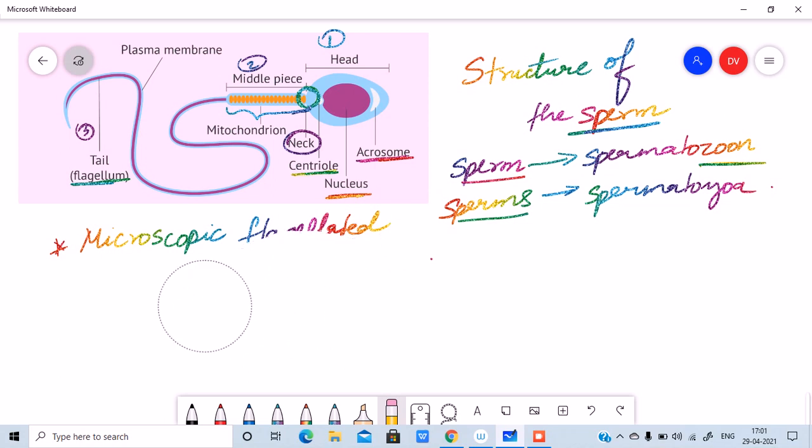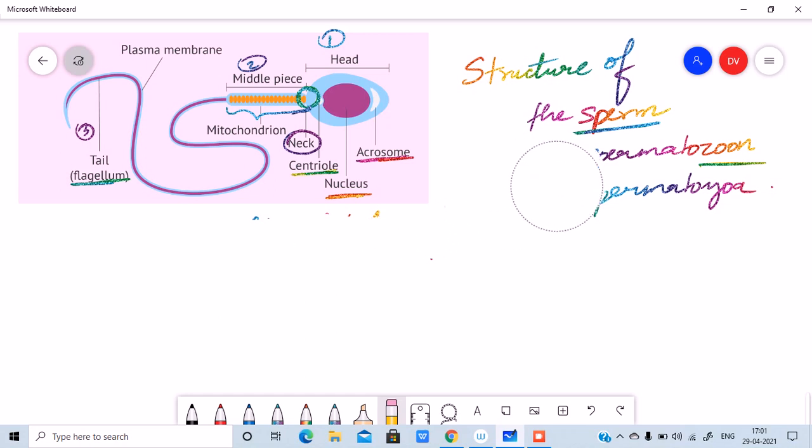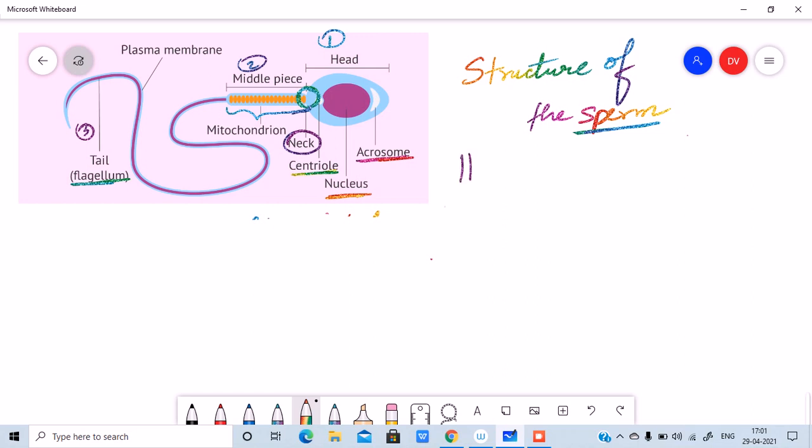So hope the definitions are clear, and the spermatozoon and spermatozoa, singular and plural form, are clear. Alright guys, so let us start with the head part. If you take the head part, of course you can see a structure there called the acrosome, which is like that of a crescent, right? Crescent shaped acrosome. So what is this acrosome actually?